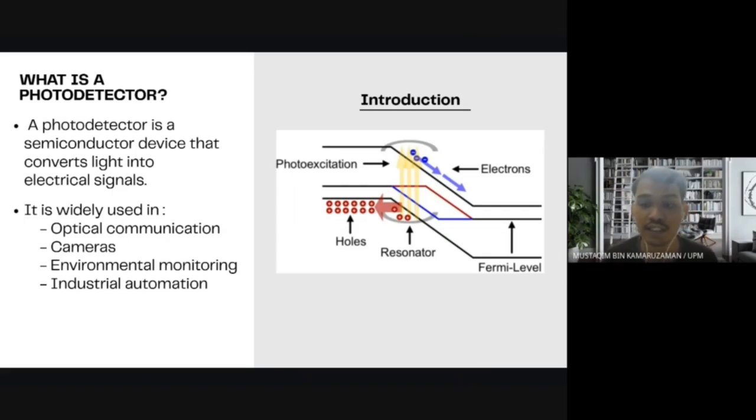As all of you can see, here is the figure of the photodetector. At the top, which consists of the electron surface, is called the conduction band. At the bottom, which consists of the hole surface, is called the valence band. At the center, between the conduction and the valence band, is called the Fermi level.